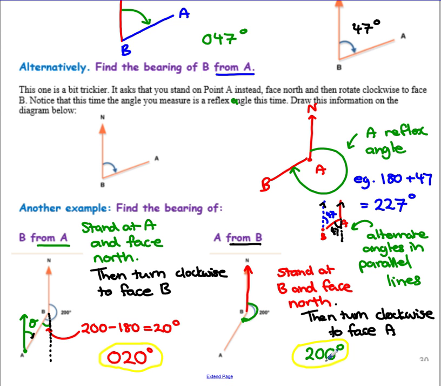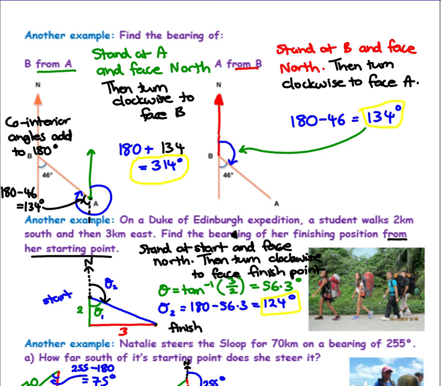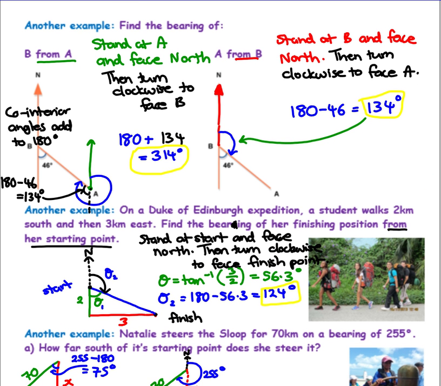So moving on to the last page. Another example, find the bearing of B from A. So B from A, sorry. So what we need to do is we need to stand at A, because it's from A, stand at A and face north. Here's our little north sign if you want, mark that in. Then turn clockwise to face B. So I'm doing that through this blue arrow. So we're starting at A, facing north, then we're turning clockwise to face B, and B's over here.